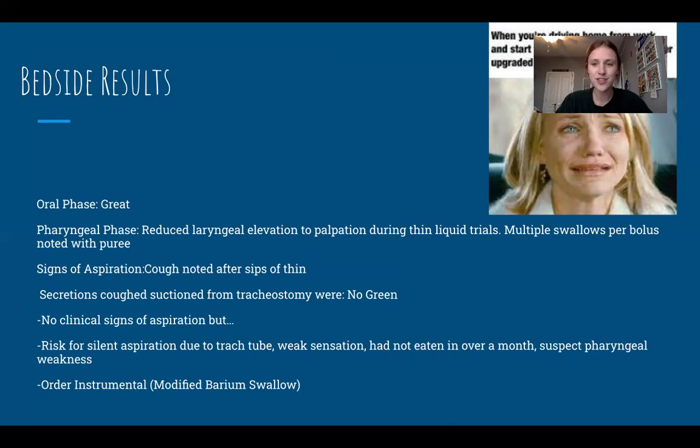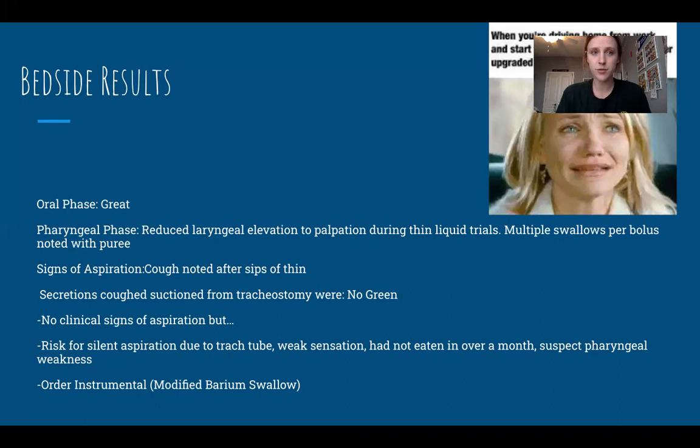In her pharyngeal phase, she definitely had a decreased laryngeal excursion to palpation. That's to be expected given the weakness and not swallowing as efficiently, and not exercising those muscles as much. She had multiple swallows per bolus. For signs of aspiration, she had one cough noted after thin liquids. Again, that's to be expected. That doesn't warrant a lot of concern. And she had no further clinical signs of aspiration. So, in a perfect world, you could feel great about that.